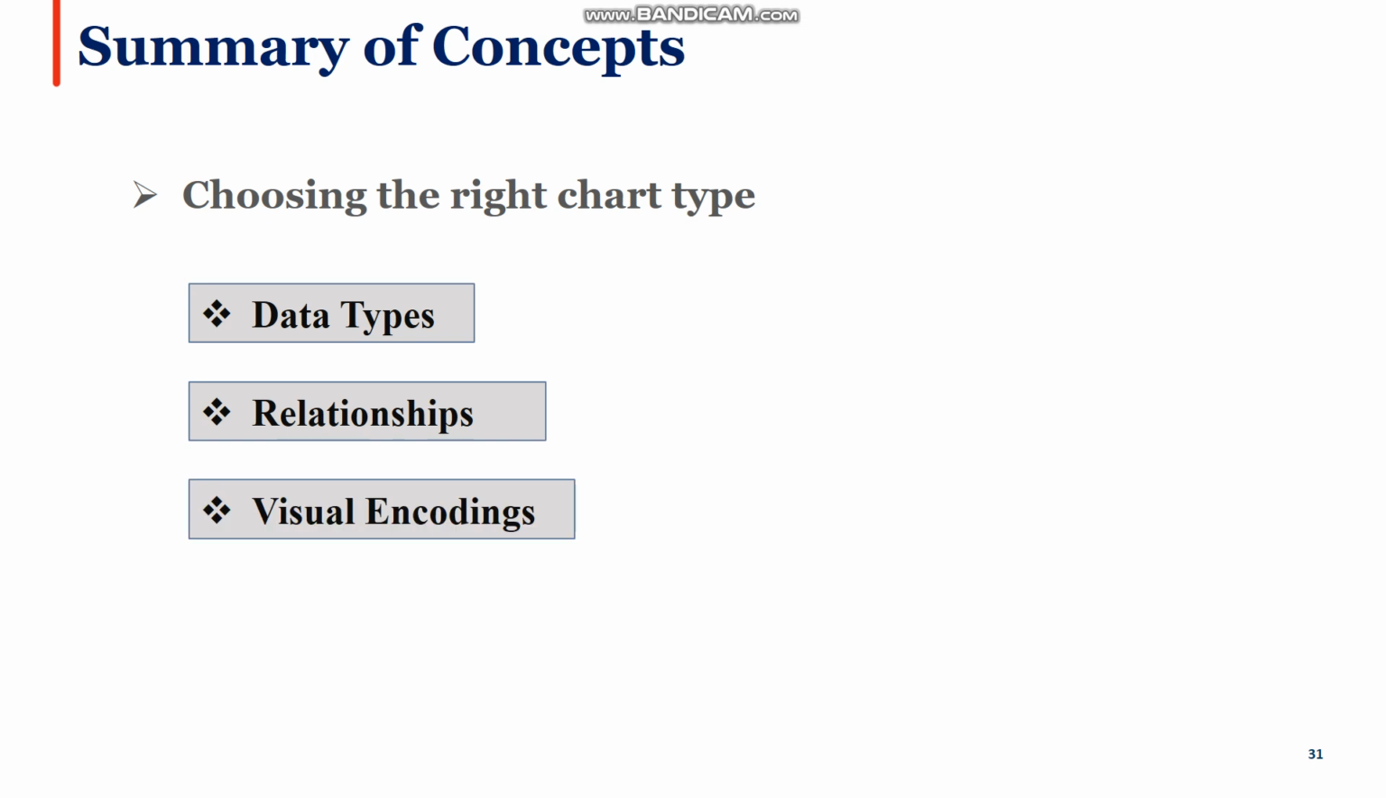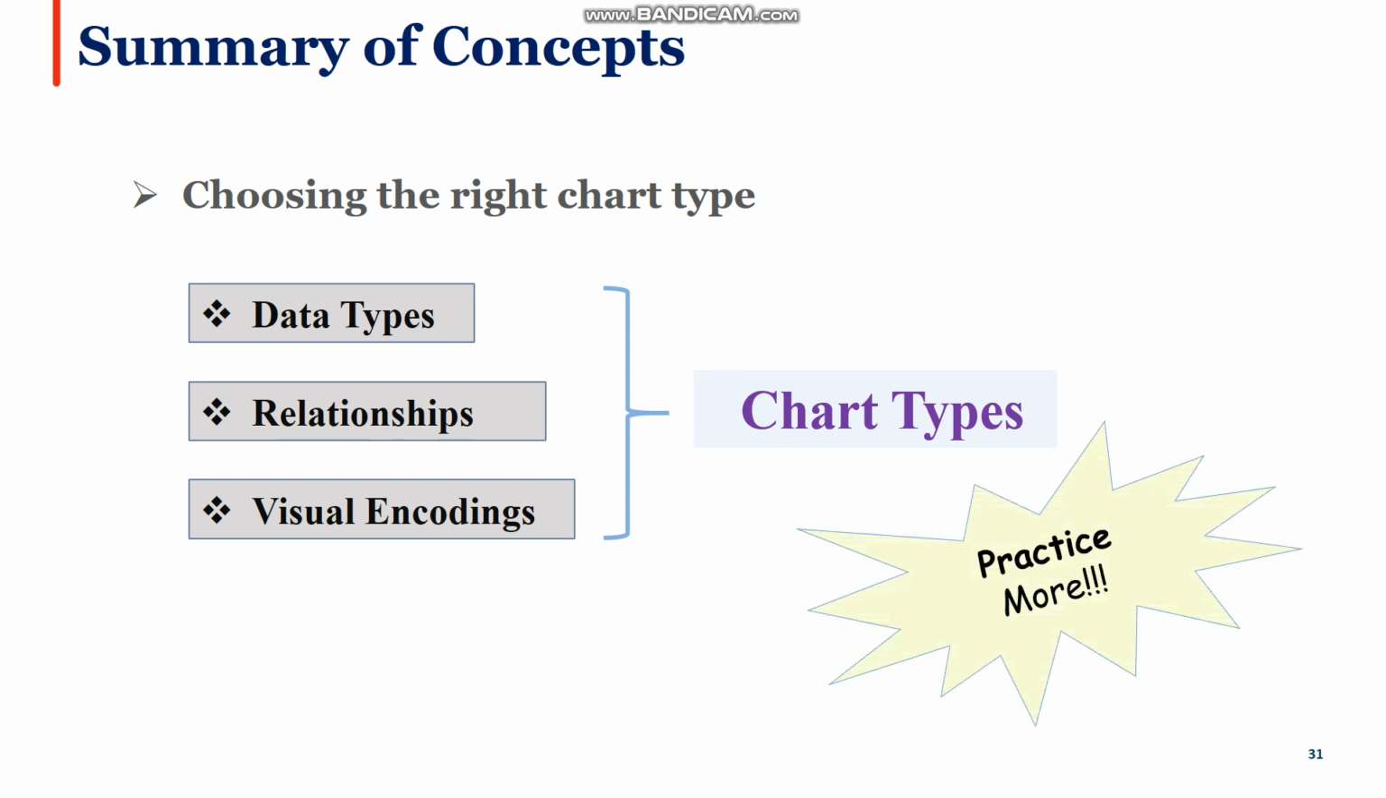Let's summarize this lesson on how to choose the right chart type for a given data table. You may need to consider the data type, the relationships, and also the visual encodings together to finally decide the chart type. Anyway, practice makes perfect.